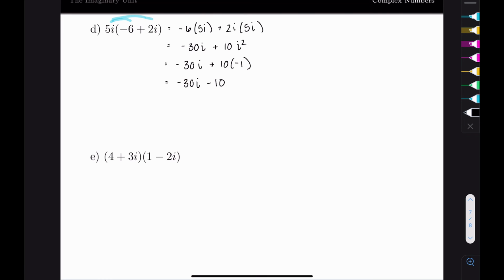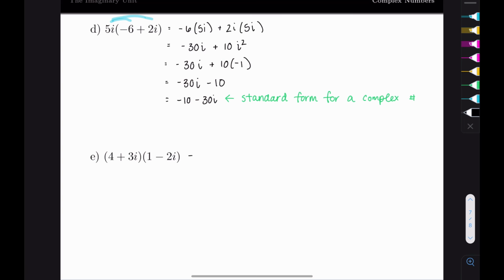Now really this form isn't quite appropriate. We usually like to put the real part first. So we'll put that minus 10 first and then minus 30i at the end. So this form is called standard form for a complex number. And that's typically how we want our answers to always be displayed. The real part first, the imaginary part second, and we should only have one real, one imaginary part. Should have no I squareds, no i's to other powers, just a number and then possibly a number times I.